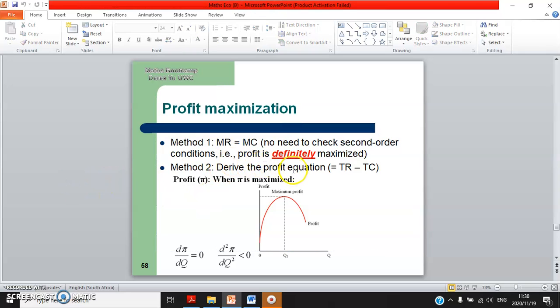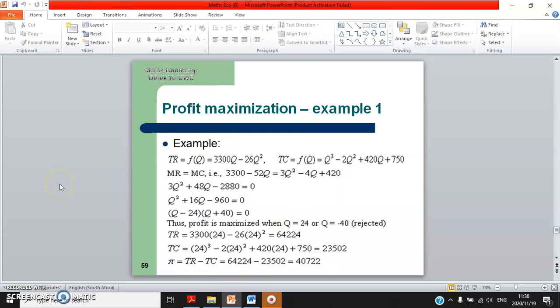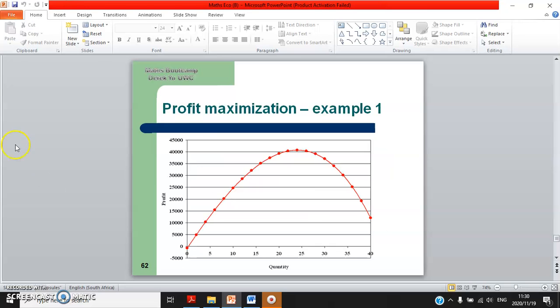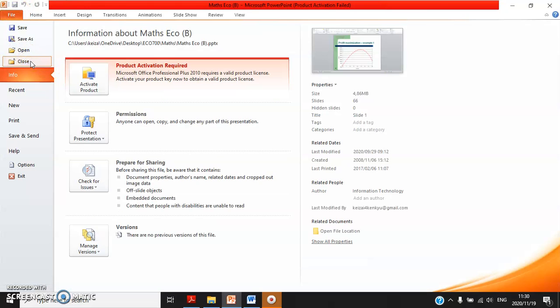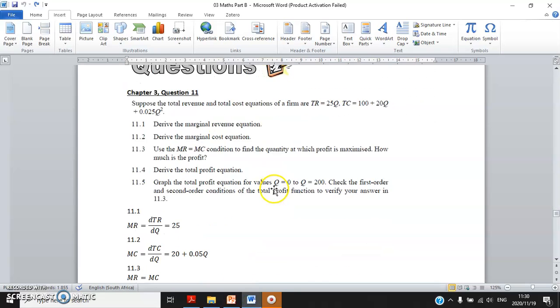Second method, you first derive the profit equation, which is total revenue minus total cost. And then you look for the first and second order conditions, okay? When profit is maximized, first order derivative is 0. Second order derivative is negative. Okay, and there are a lot of questions, examples on the slides, which I won't go through because the explanation is already very detailed on the slides.